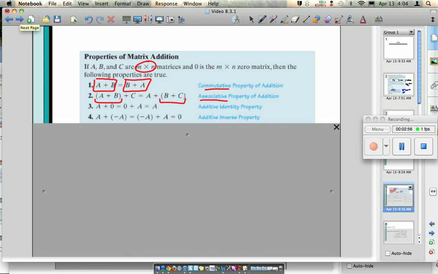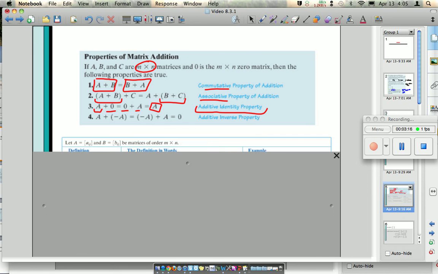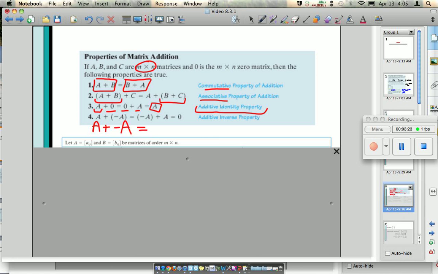And the final two properties are about additive identity and inverse. The additive identity property: if we add matrix A to a 0 matrix, or a 0 matrix to matrix A, we'll get the same exact matrix, just like if we add 0 to any real number. And then there's also always going to be an additive inverse. For every matrix A, there's an additive inverse, negative A, that will add to it to get 0. So this will work for any matrix.